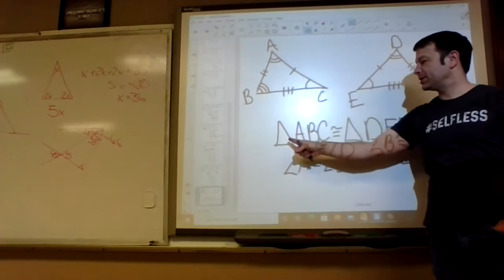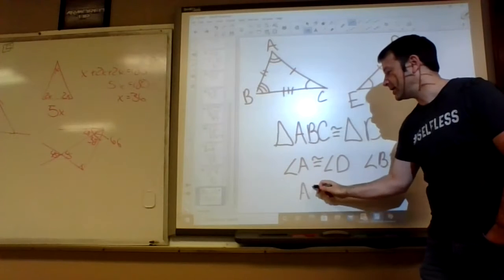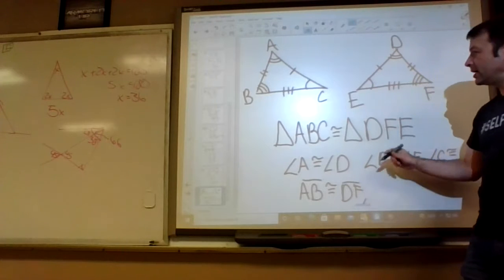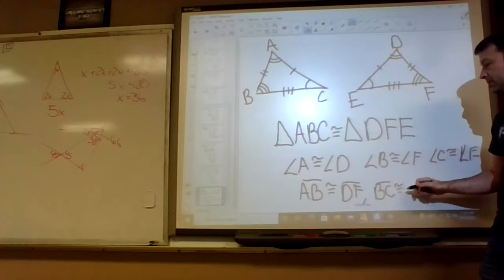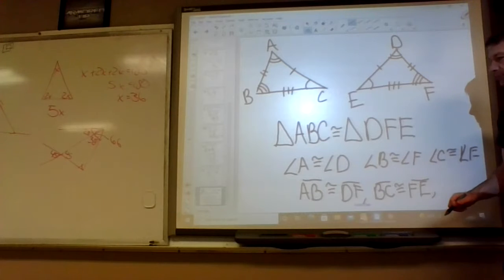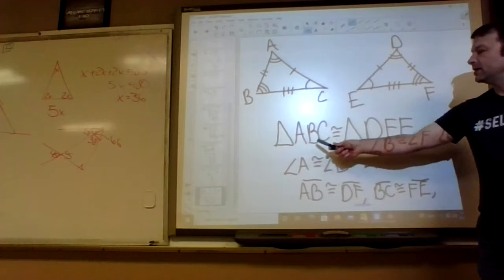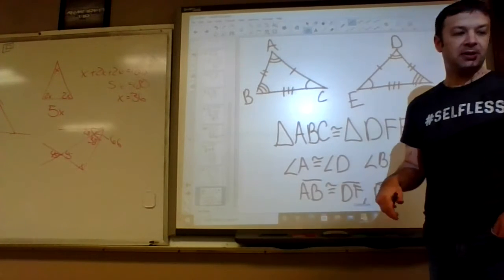What else do I know about these 2 triangles? The sides. Segment AB is congruent to segment DF. Side BC is congruent to FE. And which one did I miss? CA. Congruent to ED. AC and DE, the order doesn't matter. Whoops, too many lines. Okay, anyway, that's basically the gist.